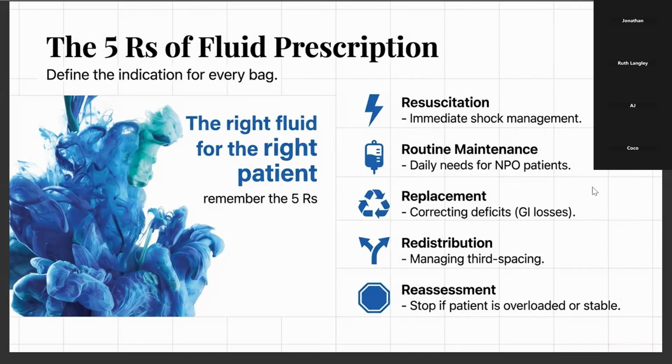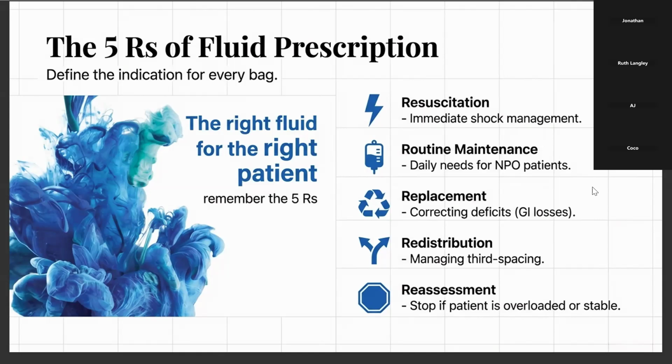Redistribution, so managing third spacing. So this third spacing basically is what I'm talking about with things like albumin. So the fluid is now moved into the patient's gut, with a cirrhotic patient, not into their gut, but into the peritoneum, into that space. Their guts are swimming around in all this fluid. We give them albumin to try and draw that fluid back out.